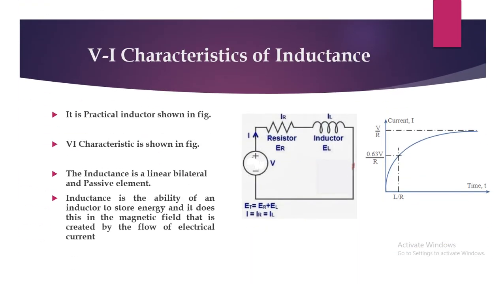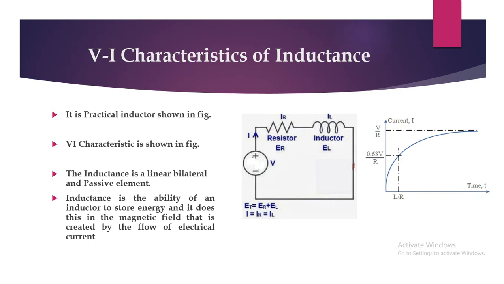When we see the VI characteristics of inductance, when we have the diagram like this, normally inductance won't be there alone in the circuit. It is always with the resistor. When we drive this circuit with the DC supply, we are going to find out the current with respect to time. Basically these characteristics are not exactly VI characteristics, but the characteristics between time and current.